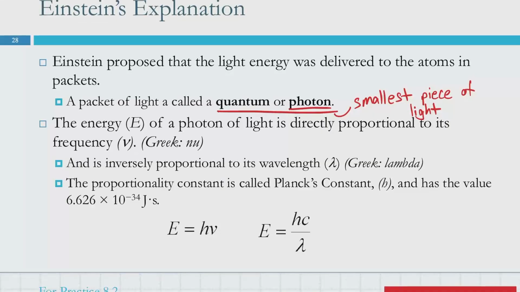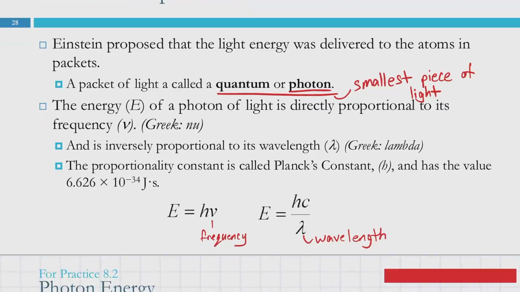And so we've got a couple of formulas. We've got energy equals Planck's constant times nu, frequency. We've also got energy equals Planck's constant times c, the speed of light, divided by lambda, which is the wavelength. Those are two equations and the Planck's constant that I typically give on exams. So you don't have to memorize them, but you should know how to use them.